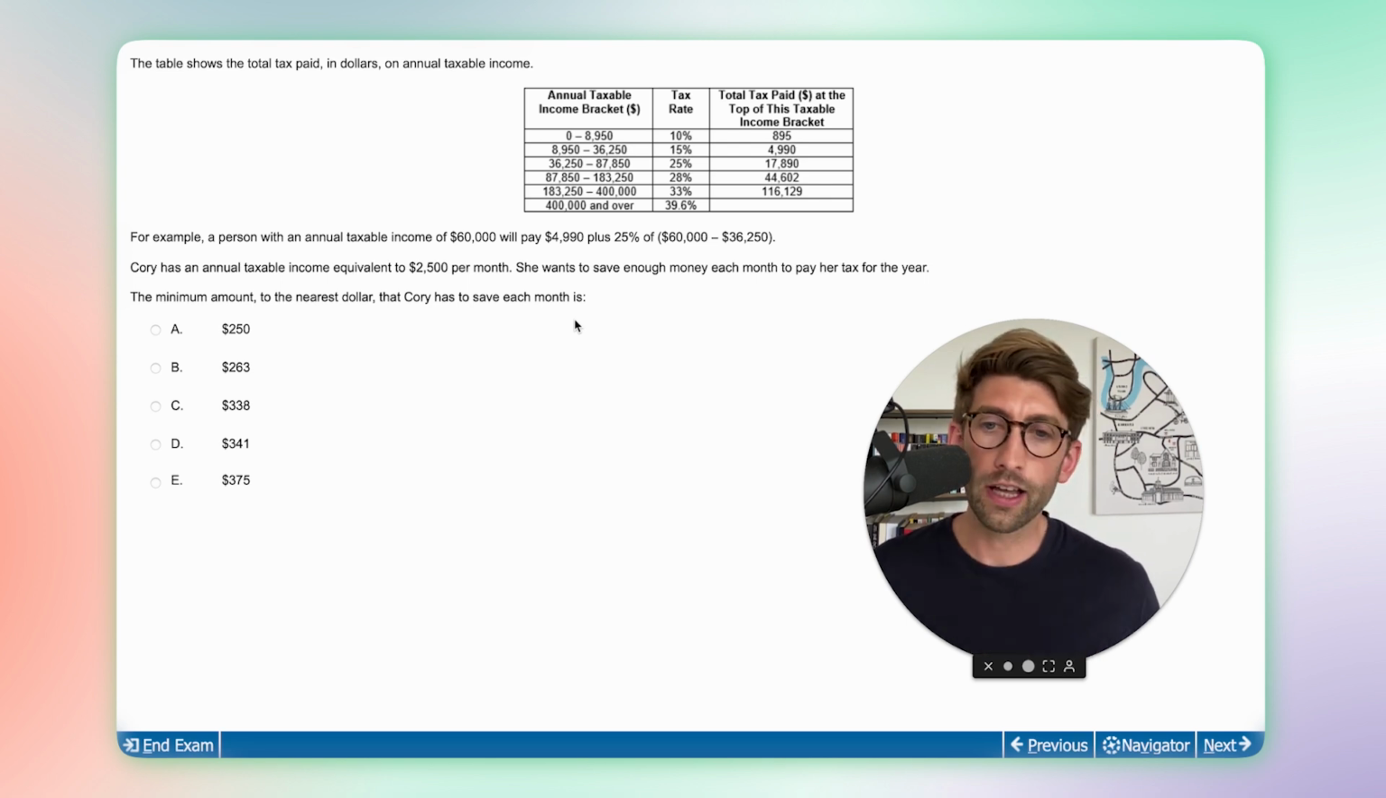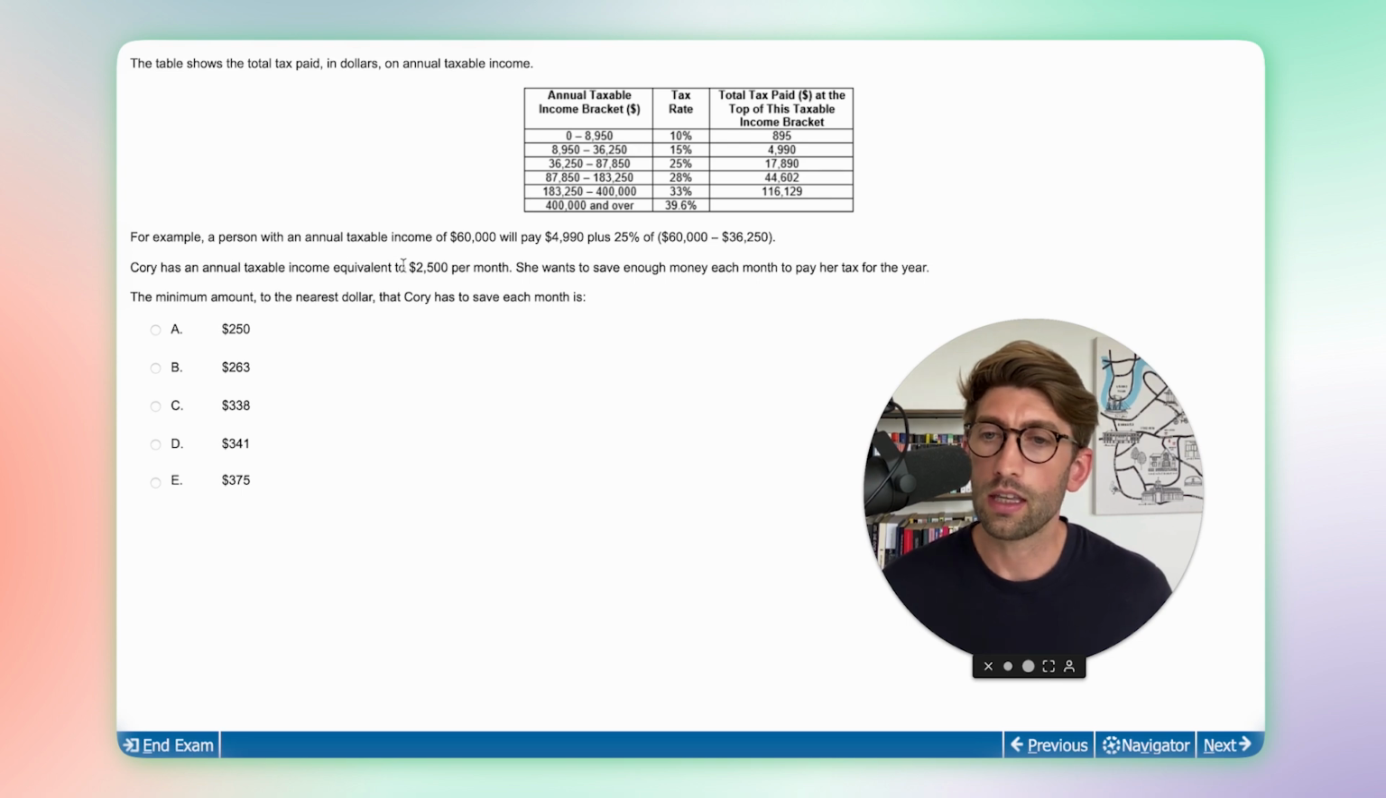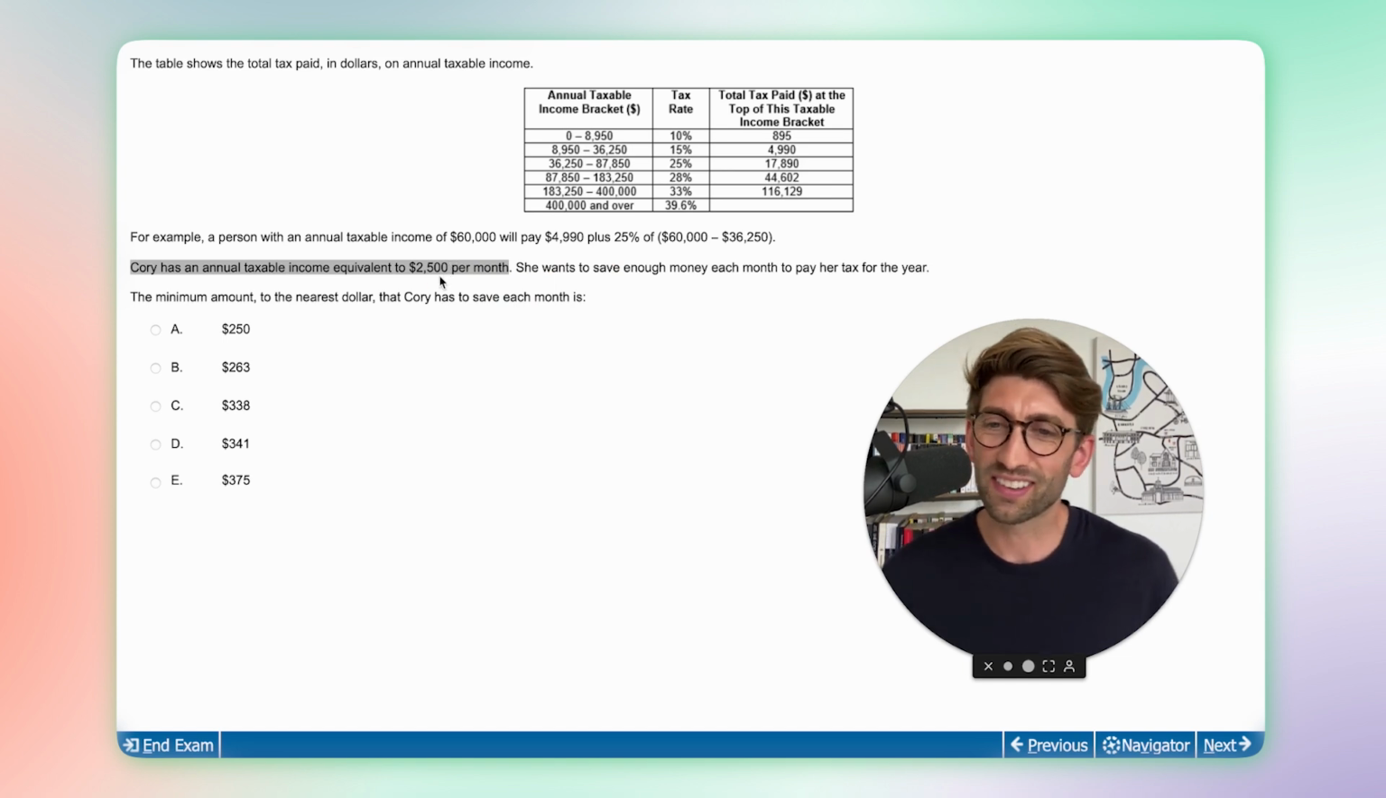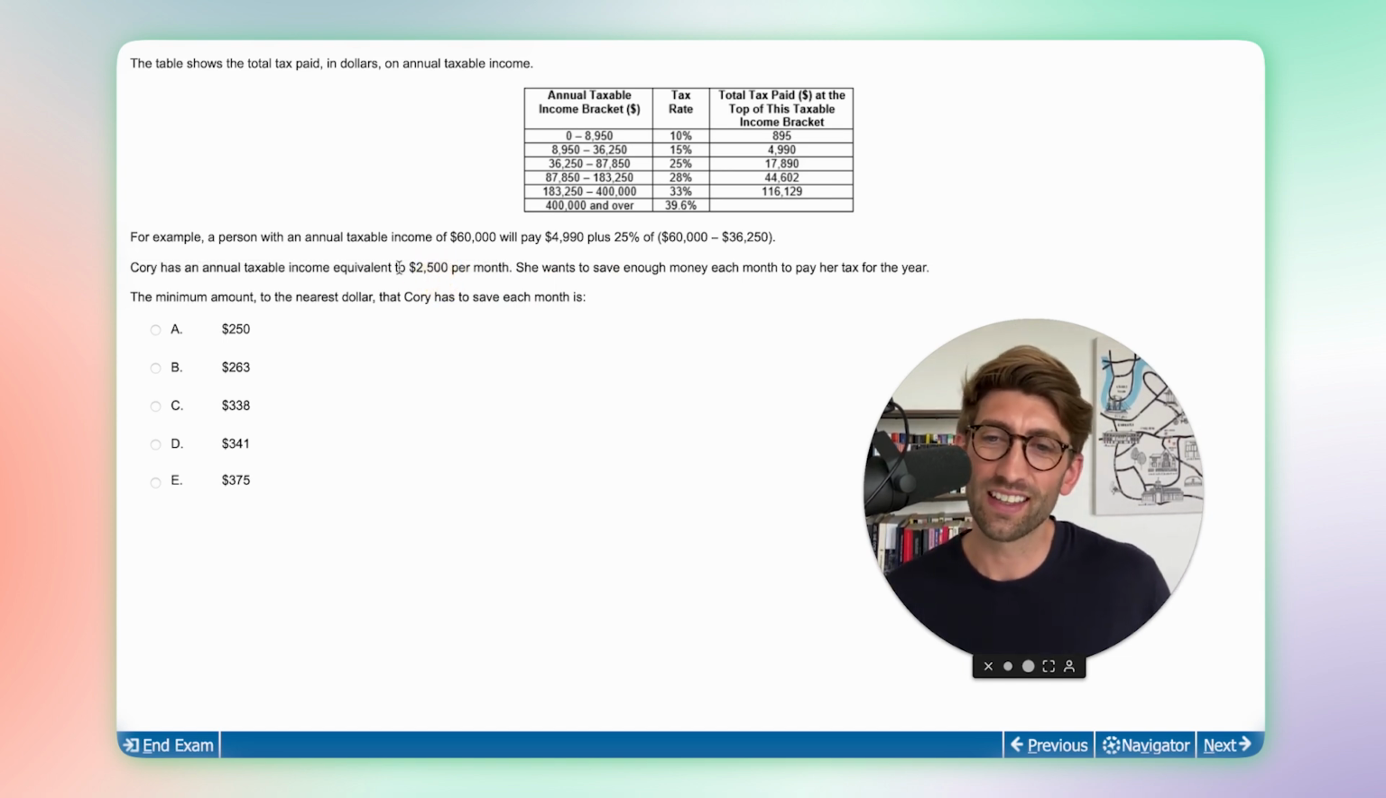So the first step is we need to understand how much Corey earns each year. Now, this is a stupid step, but they've just added it to make your life more difficult, because hello and welcome to the UCAT. So basically, we know what she earns per month. So we just need to times that by 12, there's 12 months in a year. That gives you how much Corey earns per year. So that'll be 30 grand.